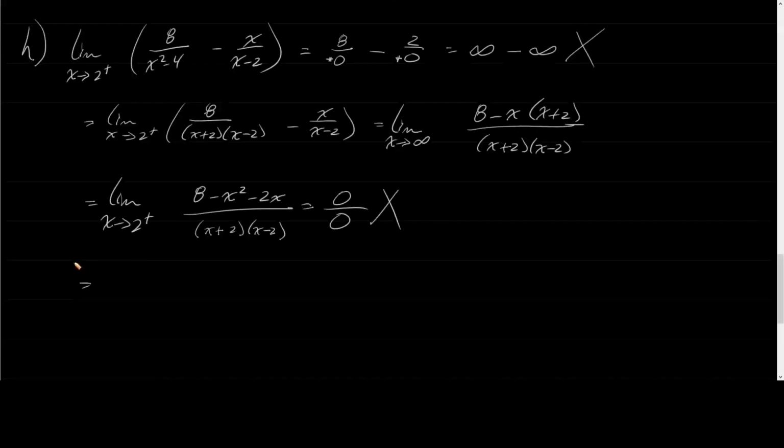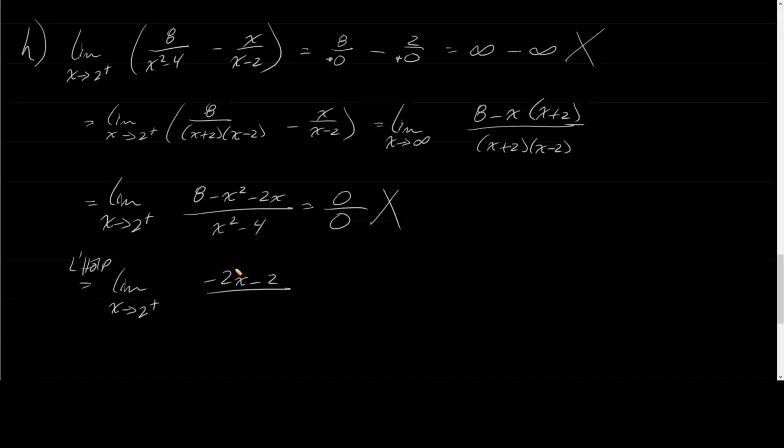So if I apply L'Hopital's rule, what I get here is the limit as x approaches 2 from the right of negative 2x minus 2 over, let's look at the bottom as not x plus 2 times x minus 2. I'm going to look at it as x squared minus 4. The derivative of the bottom is 2x. Alright? And now, let's see.